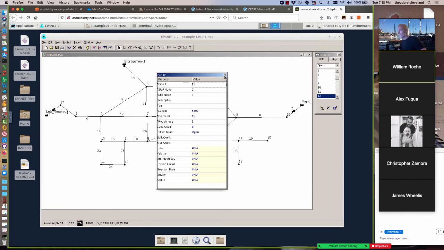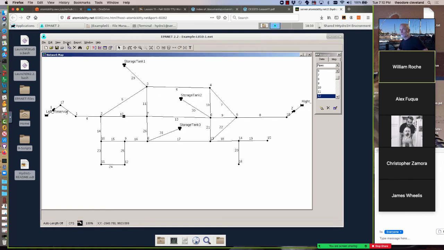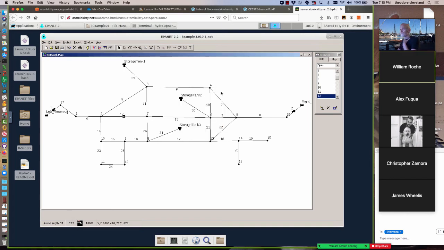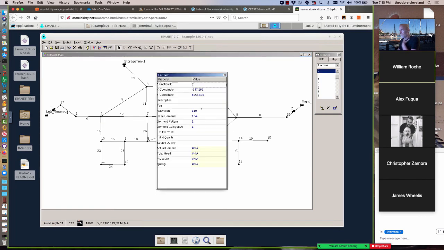So what that tells me is this is probably using the Darcy-Weisbach head loss equation, and we can confirm that. The flow units are in cubic feet per second, which is also reported down at the bottom of the user window. And we'll just pick node number 2. It's at elevation 110 feet. Its base demand is 1.54 cubic feet per second. It's currently using demand pattern 1.